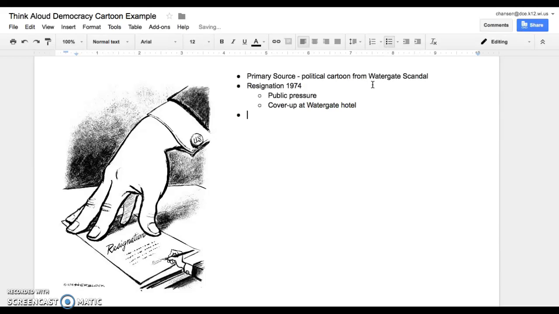So, one of the first things we notice here, of course, is Nixon's hand is signing the resignation. Nixon has decided to resign instead of being impeached by Congress. Impeachment would mean he'd essentially go on trial in Congress for potential crimes.